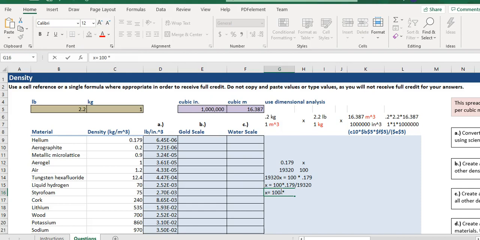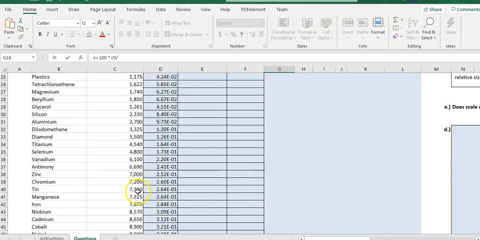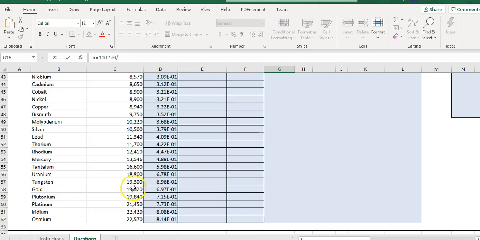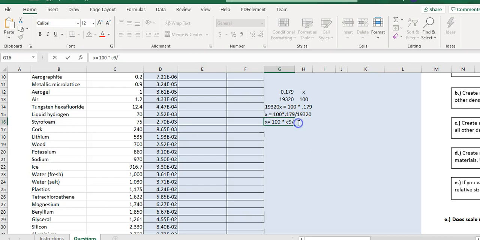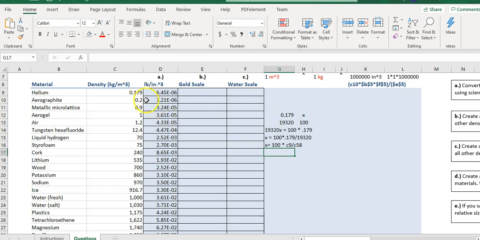The 0.179 is currently C9. And the 19,320 is located all the way down here in C58. All right, so again, when I do my calculations, the C9 is going to change. This time it's C9, the next time it's going to be C10. But the C58 is never going to change.